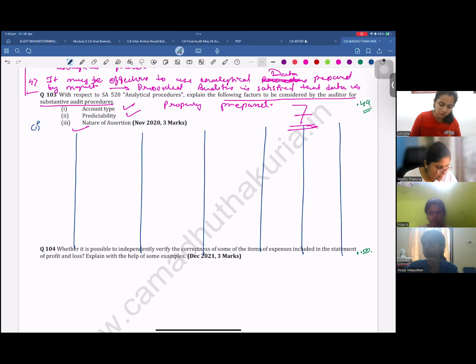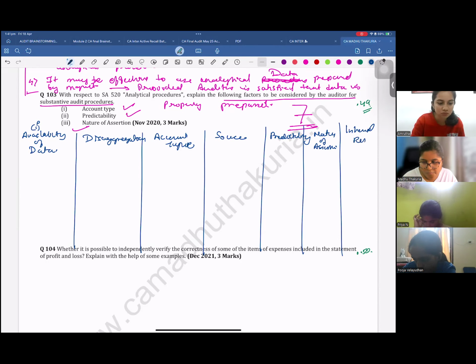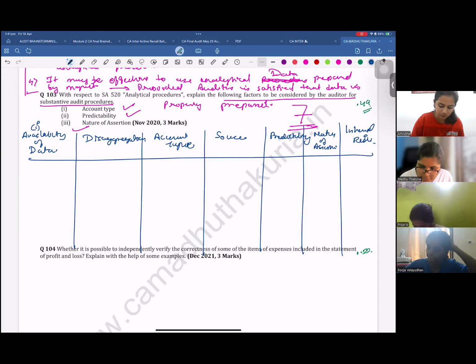First, what is the first one? Can you tell me? Availability of data. Second, disaggregation. Third, account type. Then source, predictability, nature of assertion, and inherent risk. What can go wrong? Done. So they may ask any of these two.